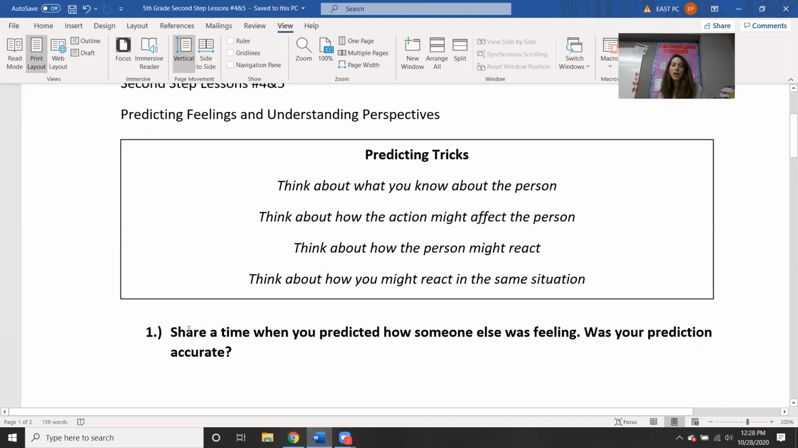So I would like you to share a time when you predicted how someone else was feeling. Was your prediction accurate or correct? So tell us a time. It could be at school, at home. What happened? And how did you think the person was feeling? And then were you right about it? So tell us about that.